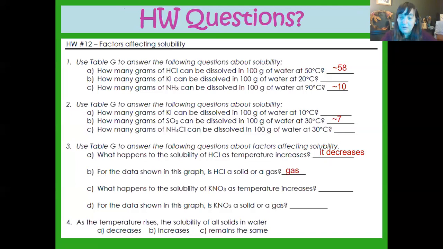For 3, we were looking at trends. So HCl, as temperature increases, you can dissolve less and less as you heat up the water. So that means solubility decreases as temperature increases. So that tells me it's probably a gas, because gases become less soluble in a solvent as the solvent is heated, versus solids are the opposite. They get more soluble as you heat them up.